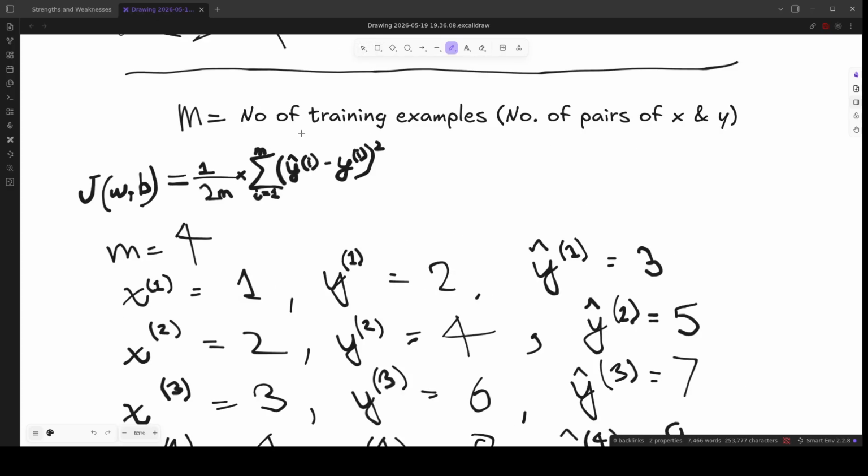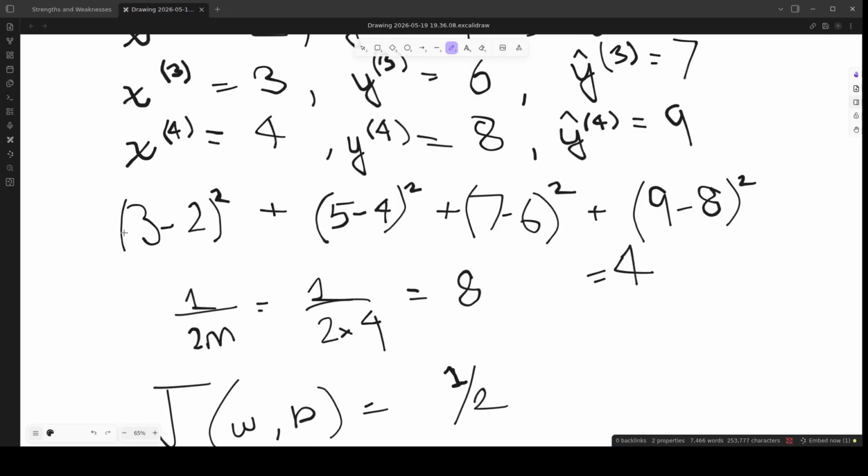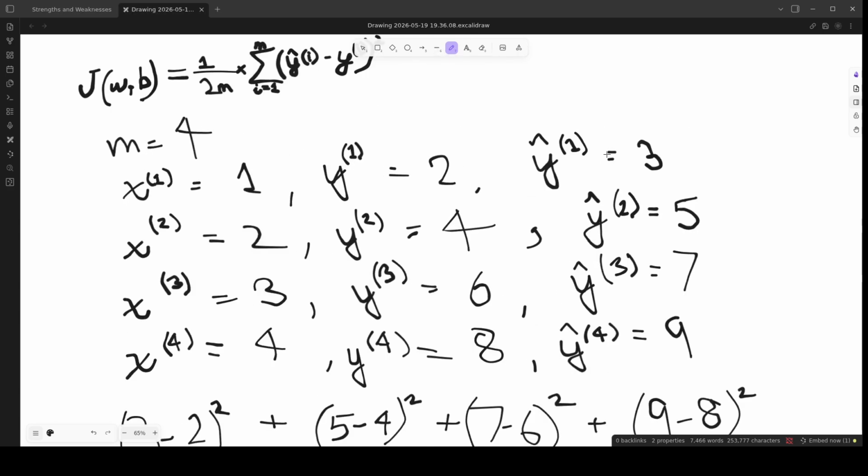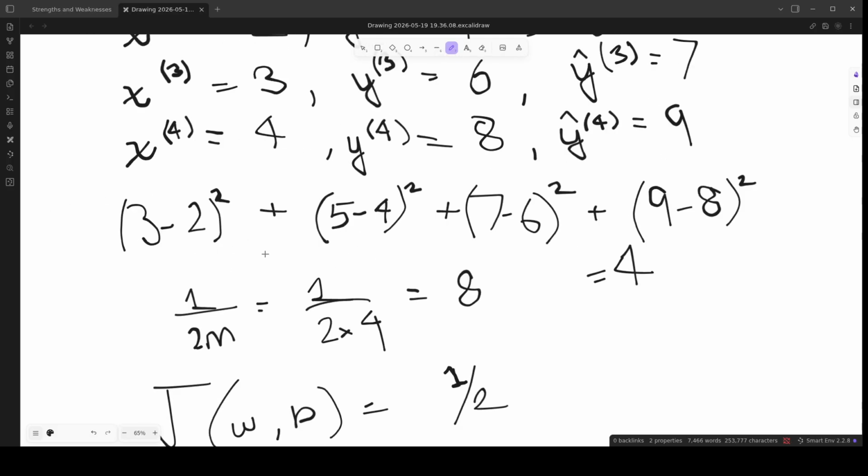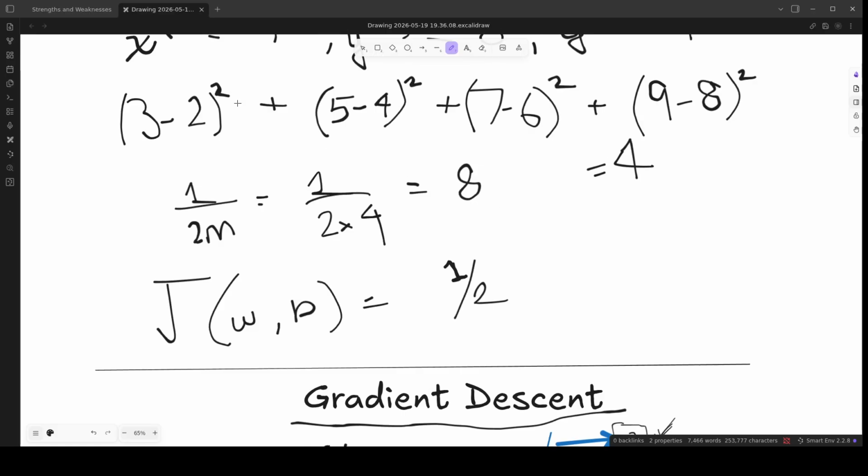It would be 3 minus 2, right? We find the difference between y hat 1 and y1. That would be 3 minus 2. We square it, then we do it for each term. So the difference is 1 each time, and the square is 1. So the total errors all added together are 4.